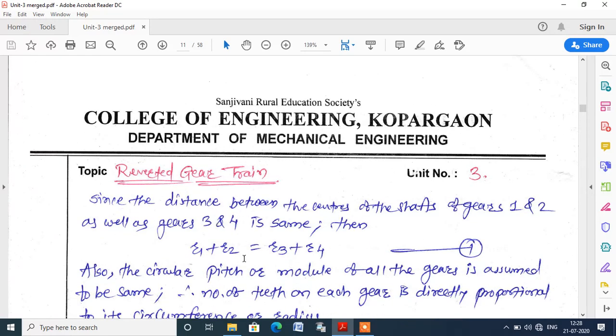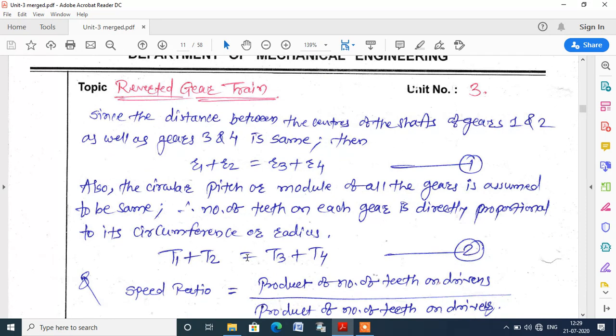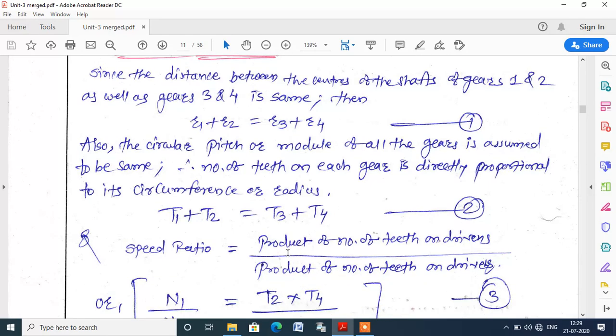Now since the distance between the centers of the shafts of gear 1 and 2 as well as gear 3 and 4 is the same from the figure, you can write the center distance for 1 and 2 as R1 plus R2, and that is equal to, for 3 and 4, R3 plus R4. So R1 plus R2 equals R3 plus R4. Now here the circular pitch or module of all gears is assumed to be the same. Therefore the number of teeth on each gear is directly proportional to its circumference or radius. And that's why we can write this equation as T1 plus T2 is equal to T3 plus T4.